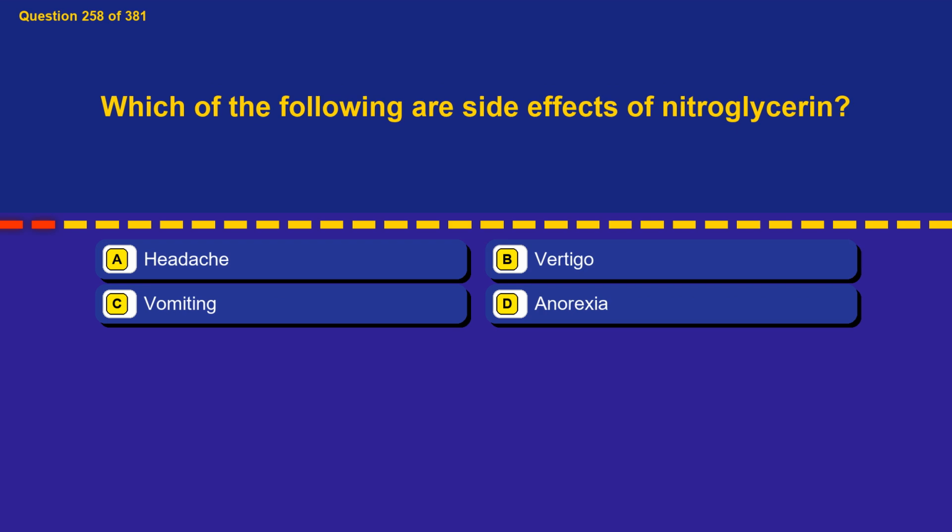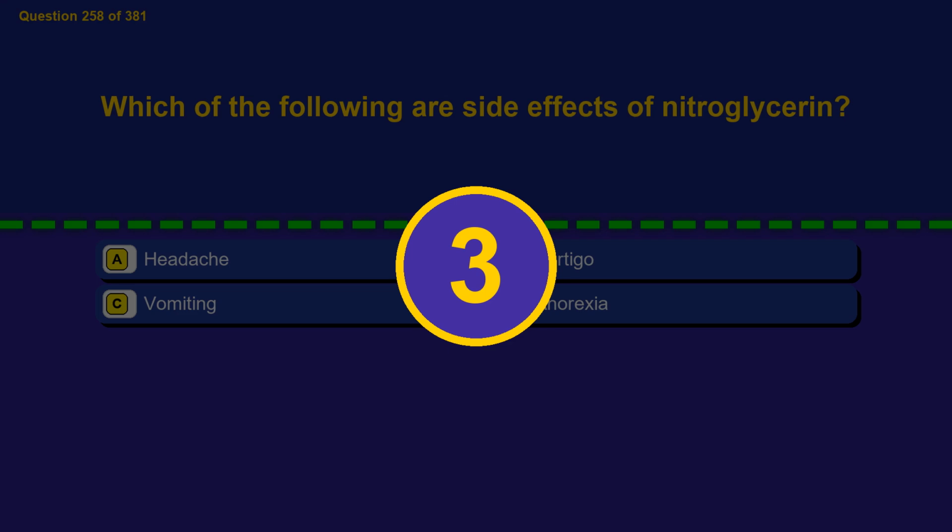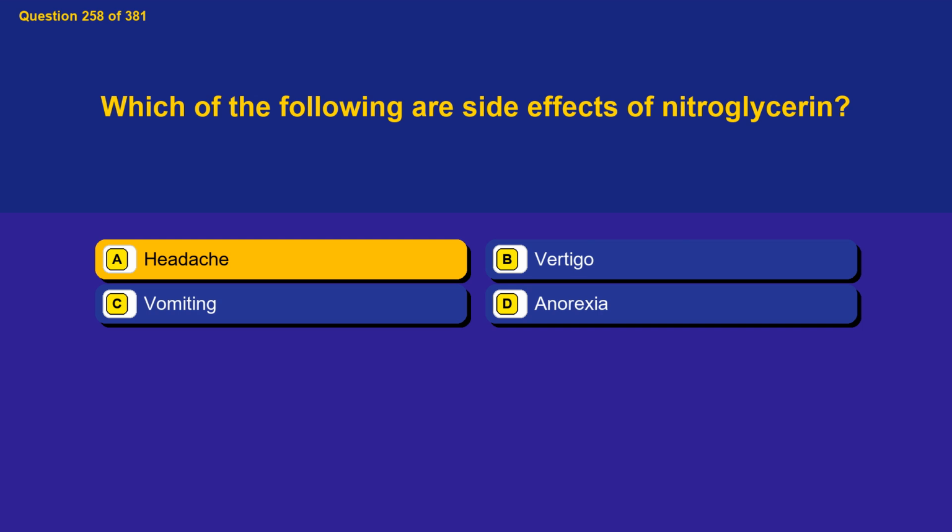Question 258. Which of the following are side effects of nitroglycerin? Option A, headache. Option B, vertigo. Option C, vomiting. Option D, anorexia. The correct answer is option A, headache.